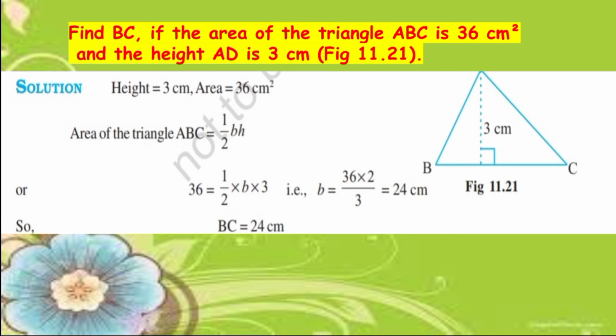Now let's find base BC. For that, move half and 3 cm to the left. So base is equal to 36 cm square into 2 by 3 cm, which is equal to 24 cm. So base is 24 cm.